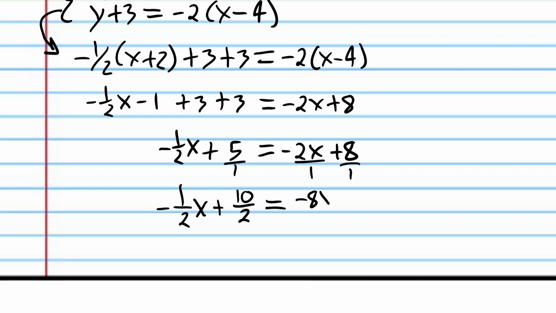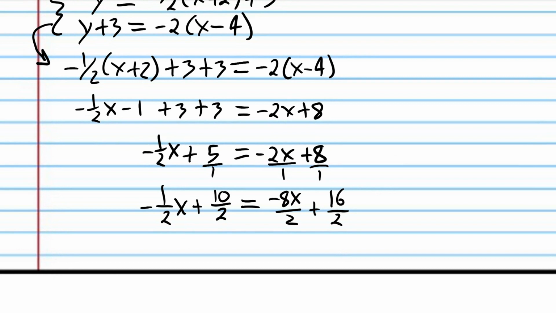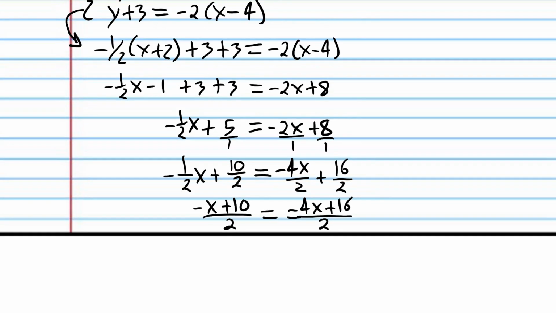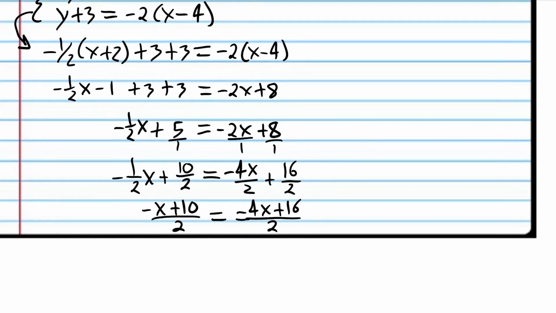And we get negative 8x over 2 and 16 over 2. And, whoops, that should be negative 4x over 2. That looks right. And then now that we have a common denominator, we can add the fractions together, combine them. Yeah, this is just the easiest way for students to understand these problems.